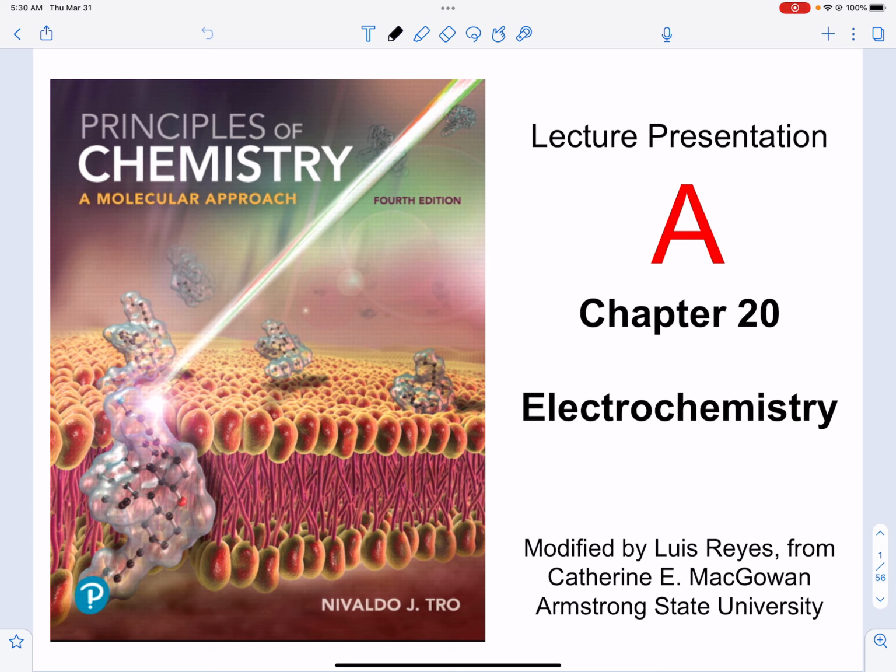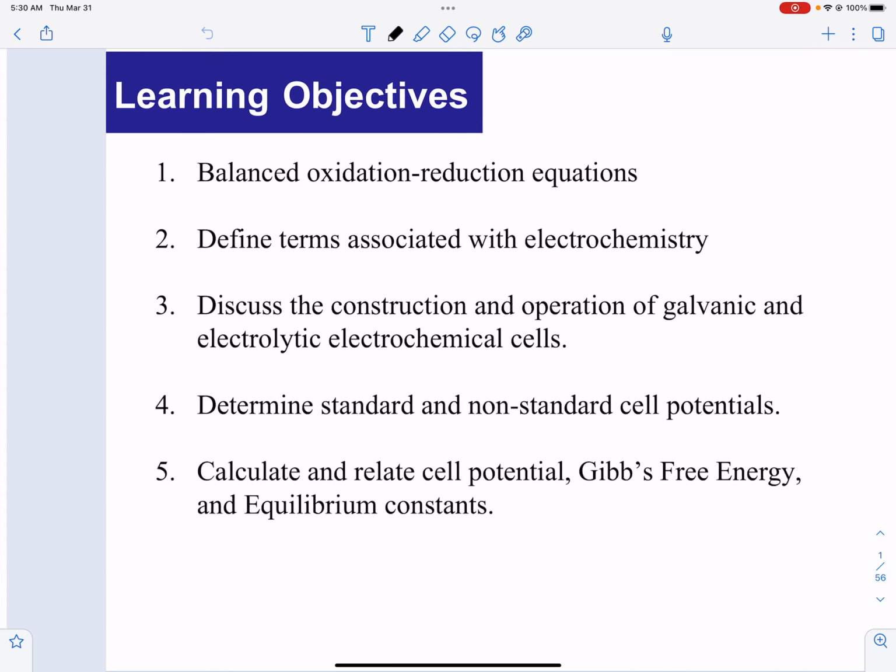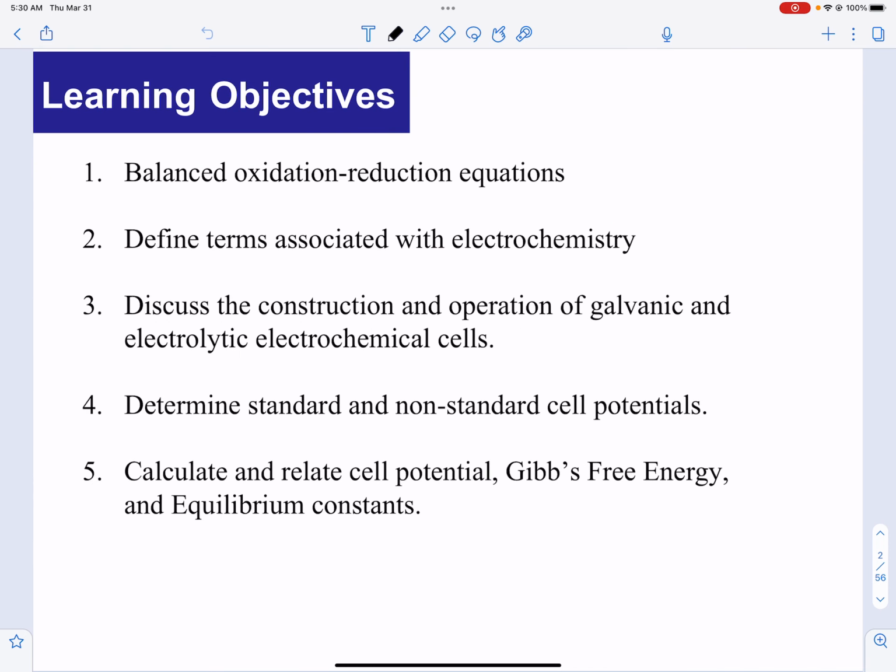The batteries that the cars use are very different to what you're gonna see here, but the principles are the same. So let's begin that. It's a very important knowledge. So to do that, we're gonna attack these concepts. So the first thing we have to learn how to do is to balance oxidation reduction equations.